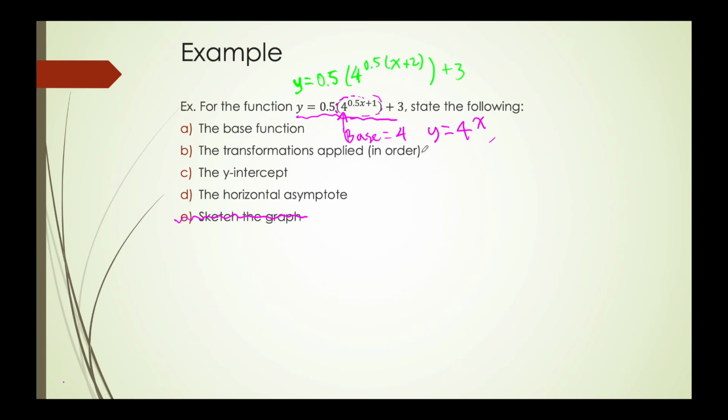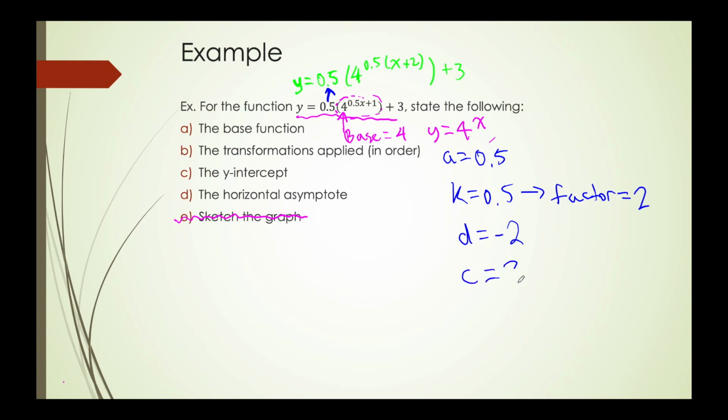Now we can more easily identify what the a, k, d, and c variables are, and then of course what the transformations are. So we notice first that our a value is 0.5, and keep in mind that this means that we are vertically compressing by a factor of 0.5. Our k variable is 0.5, and this means that we are horizontally stretching by a factor of 2, because 2 is the reciprocal. And our d value is going to be -2, and that means that we're moving the graph 2 units to the left. And finally, our c value is 3, which means that we move our graph 3 units up.